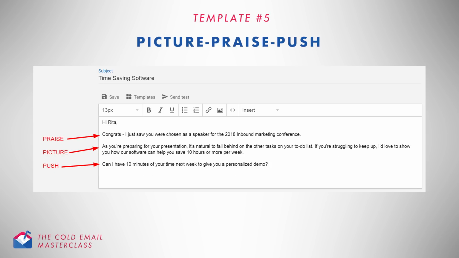The next template is picture, praise, and push. It's exactly how it sounds. Picture the solution, or picture life with this solution, praise them, easy. Everybody likes a compliment, and push what you're doing.